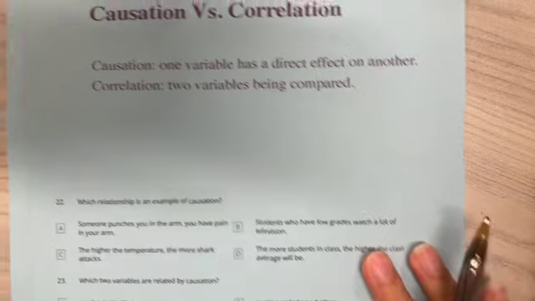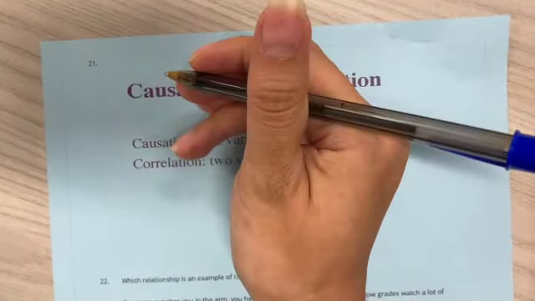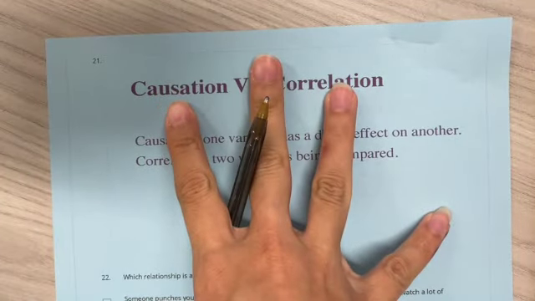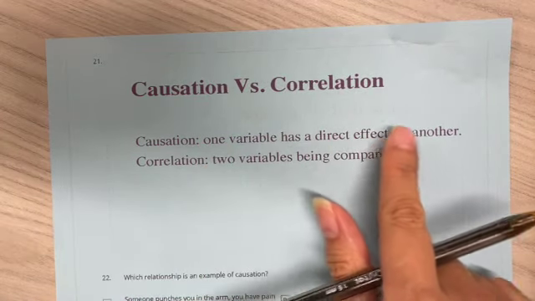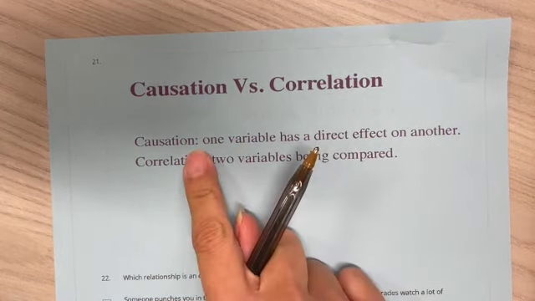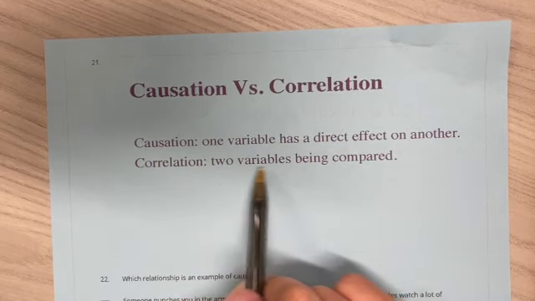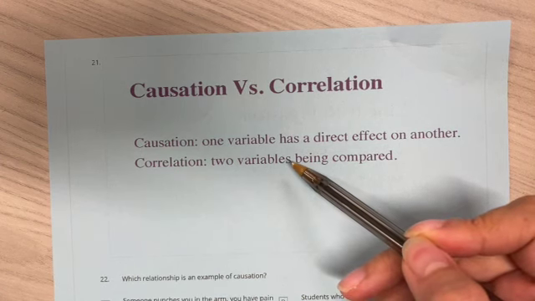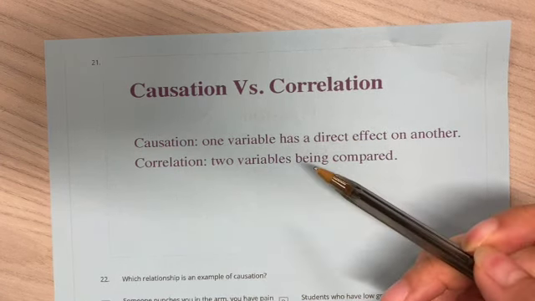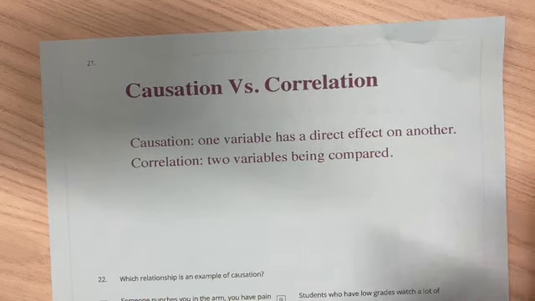Let's go to the last section, yay! Okay, causation versus correlation. So a causation, remember, these are more reading questions. You gotta read it and you gotta think about it. Causation, one variable has a direct effect on another. Causation, it rains outside, the ground is wet. It's raining outside, I'm gonna get wet. Those are causations. Correlation, two variables being compared. How tall I am and my math grade. They're being compared, but they're not related at all. It's just two things that happen to happen, okay?